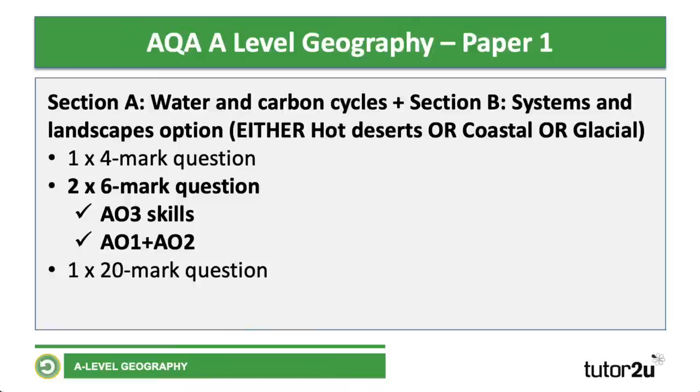Within those first two sections, your first question is going to be a four-mark question, and that's a knowledge recall question, likely to be an outline or an explain question. Then we move on to 2 6-mark questions. We need to look at those carefully because there are two different types. The first 6-mark question, based on previous exams, is likely to be your AO3 skills question. You can tell this because the question will be something like analyze the data, looking at some figures, or evaluate the usefulness of these figures in understanding a topic.